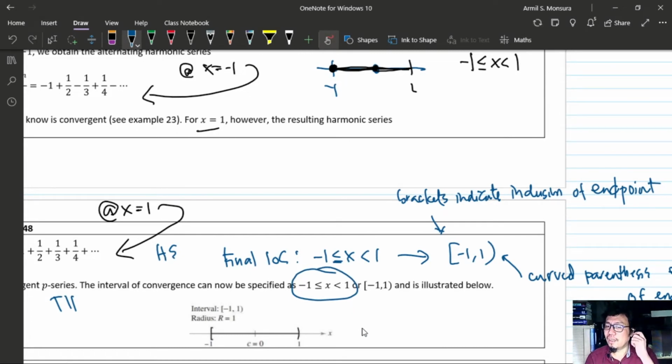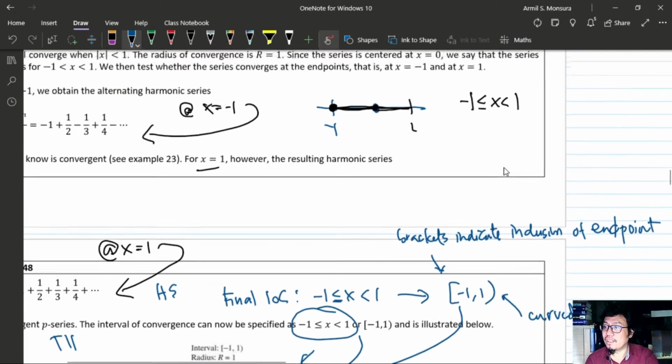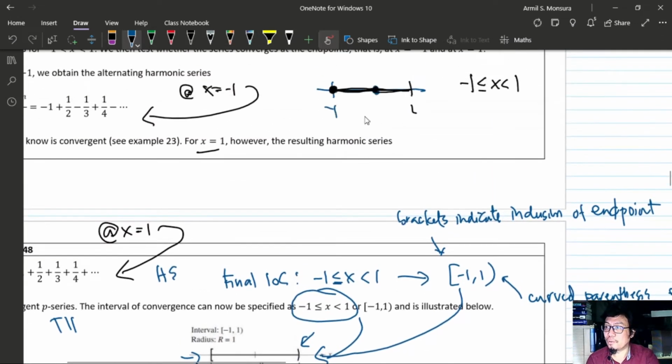Graphically, this one is represented using this notation. So you use a bracket to include -1 into the interval of convergence, and you use a curved parenthesis to indicate its exclusion. And by the way, from this graph, we were able to get that graph.